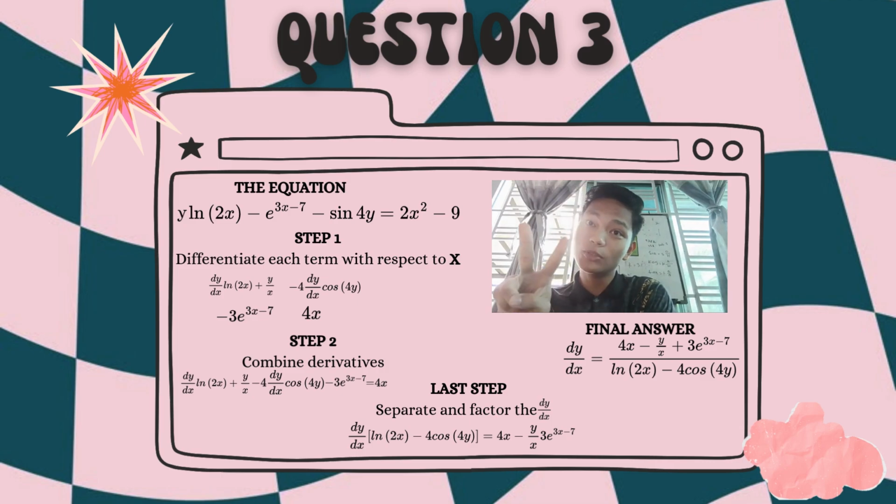Step number 2, combine the derivatives. So all the terms I combine become the equation. The last step, I separate and factorize the dy over dx. So dy over dx I put on the left side. So for the final answer, I move the bracket to the right, so it will be divided.